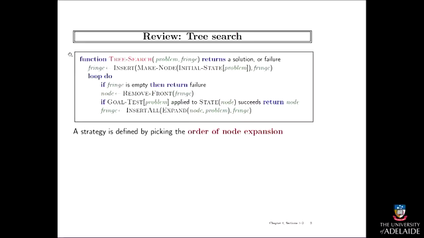Okay, so here's a review of tree search. In fact, I'm not going to go into detail in this. We've just been talking about tree search. But remember that the key thing in our tree search is this abstract notion of strategy. The strategy tells us the order in which we pick nodes for expansion. And as you've seen in the last lecture, the order in which you pick nodes for expansion is really crucial for how efficiently you can solve the problem.